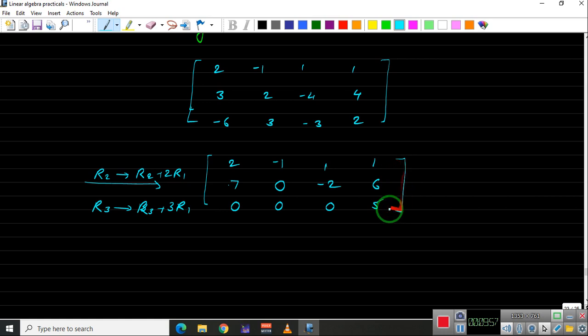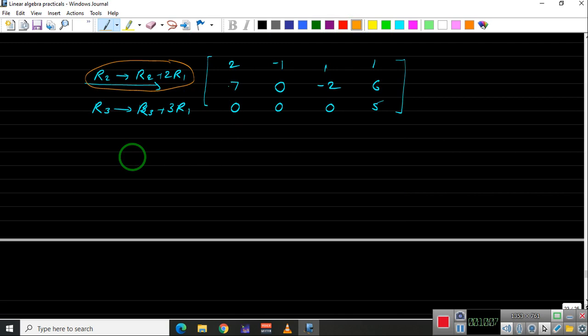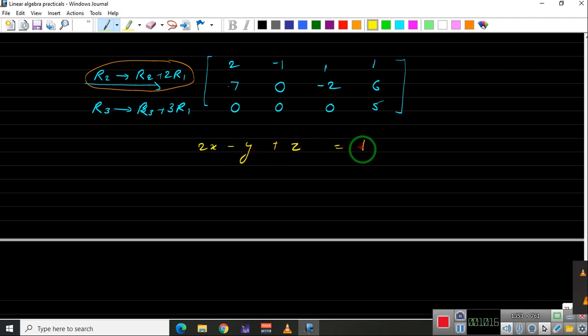Okay, in fact we don't have to perform this operation. You can just skip this operation, you can just perform the given operation. Now under this operation, let me write the system of equations we will get. We'll have 2x minus y plus z equals 1. We'll have 7x plus 0y minus 2z equals 6, and we'll have 0 equals 5.